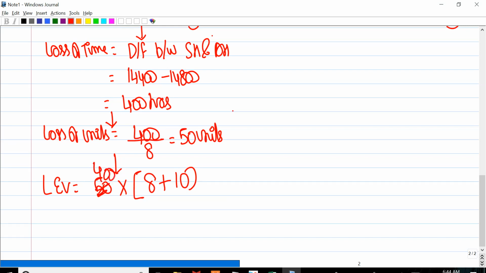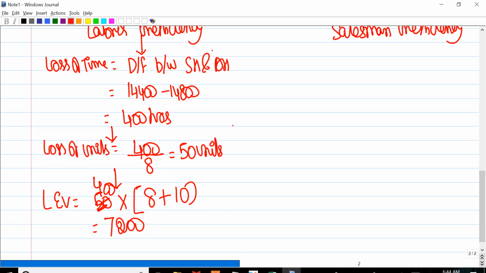I'll make it 400 hours, okay? 8 plus 10 is the per hour basis, so I'll have to multiply this with 400. So labor efficiency variance is 7,200. Earlier it was only 3,200. He was saying I wasted something which is worth 8 rupees. Now we are saying it's not worth 8 rupees. You have wasted something which is 18 rupees worth. Any doubts on this? Okay, now listen.